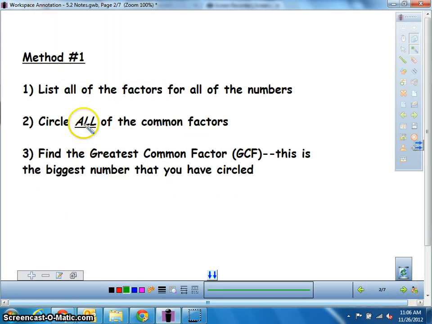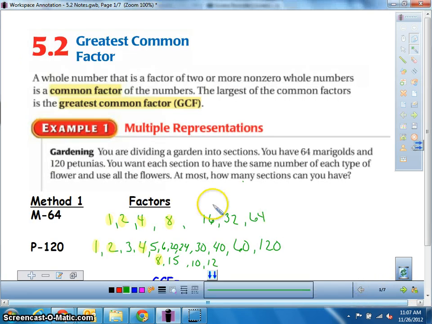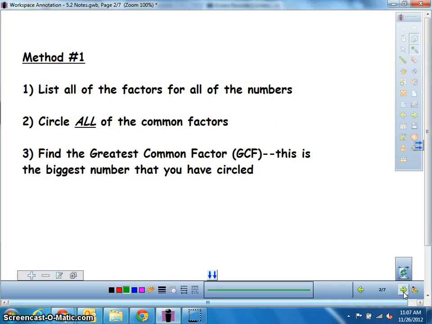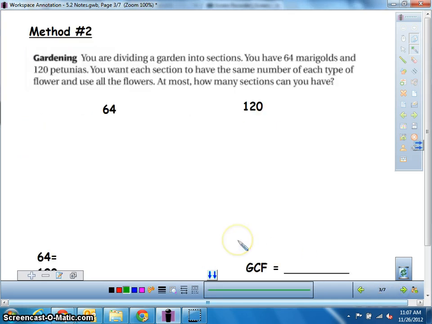So method 1 would just be to list all the factors for all the numbers that you're comparing, circle or highlight all of the common ones, and then find the biggest one you have, and that's your GCF, your greatest common factor. Well, as you could see, even with this number here, this one had a lot of factors. That was a lot, and it's easy to miss 1 or 2 of them. So this isn't always the best method because it's easy to goof up.